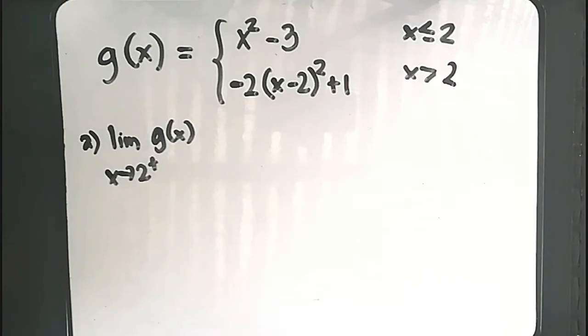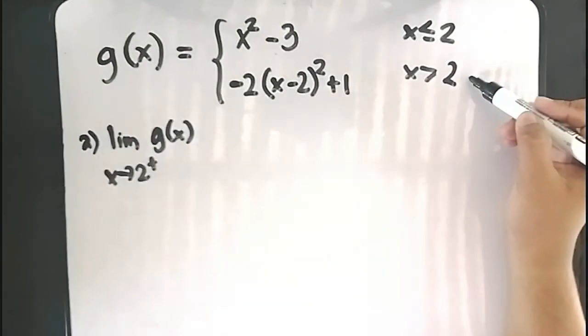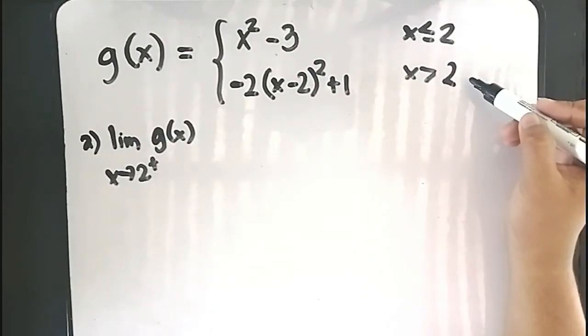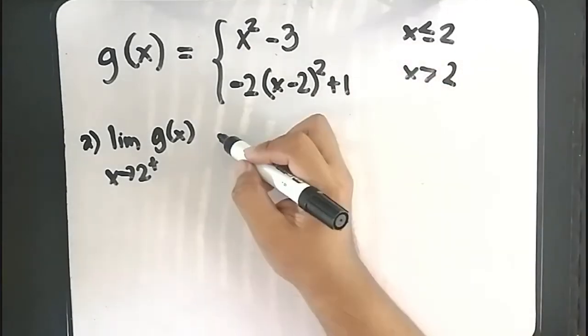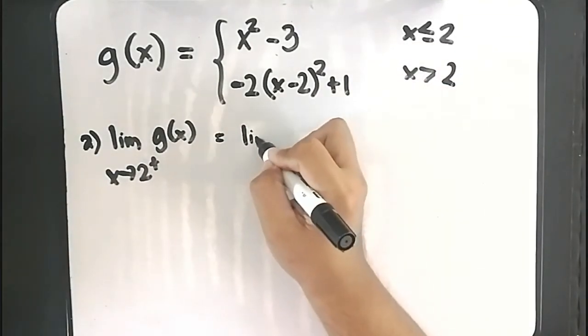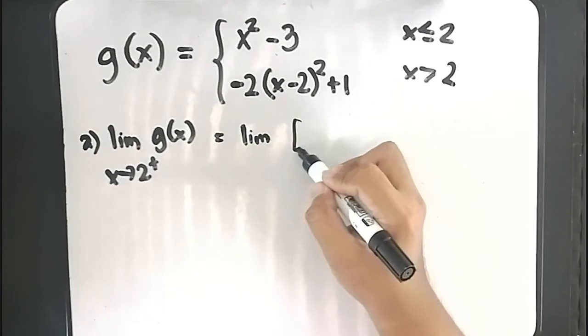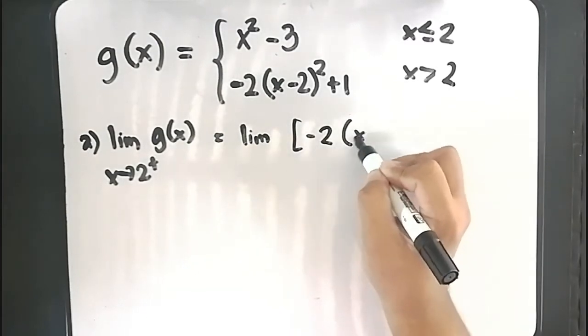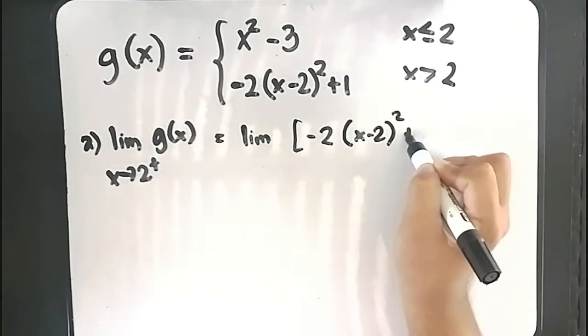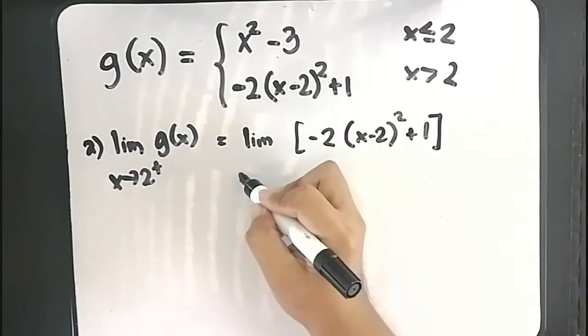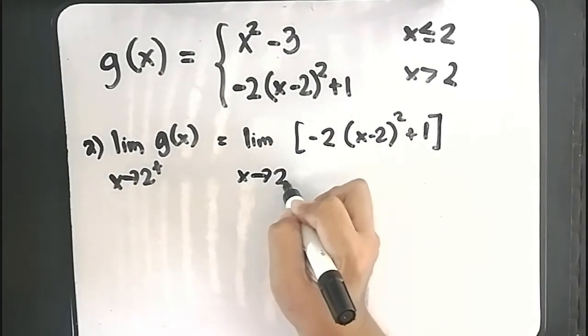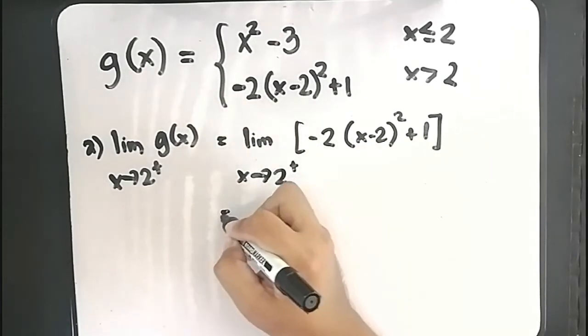Since we are determining the limit of g of x as x approaches 2 from the right, we will consider the value of the function as x is greater than 2. So, eto yon. We have negative 2 times the quantity x minus 2 squared plus 1. So, this becomes the limit of negative 2 times x minus 2 squared plus 1 as x approaches 2 from the right.